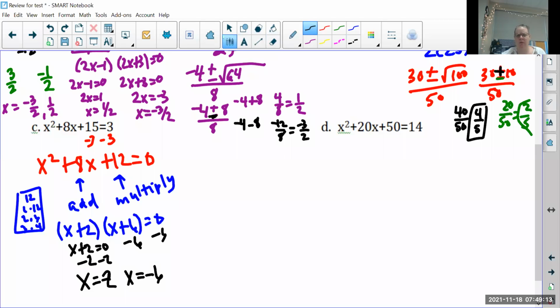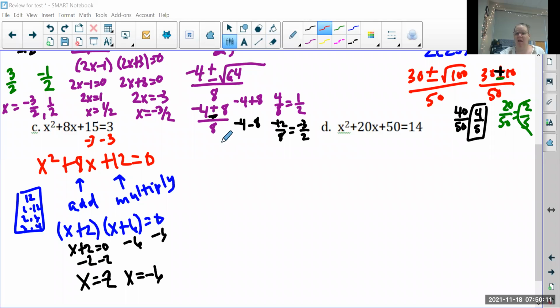You could do slide and divide if you want. It's just 1 times 12, so it works out to be the same thing. You could do the reverse box. You could do quadratic formula. It's going to take a little bit more time, but you still will get the right answers of -2 and -6. So then this over here, we're going to work on D.